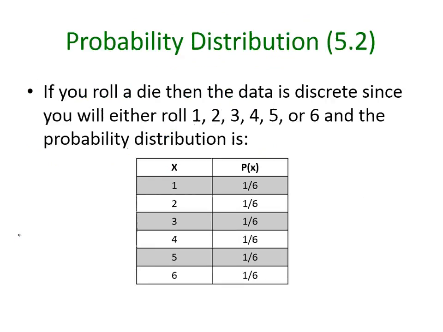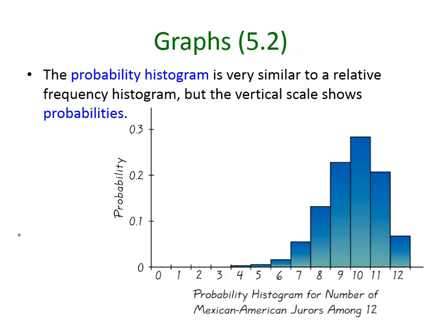Looking at our probability distributions, the same one we already looked at: if you roll a die, then the data is discrete, since you will either roll a 1, 2, 3, 4, 5, or 6. This is our probability distribution, where we have our random variable, the possible outcomes, and the probability for each of those outcomes. If we were to put this as a graph, the probability histogram is very similar to a relative frequency histogram, but the vertical scale shows probabilities instead. So now this is looking at having our discrete values.